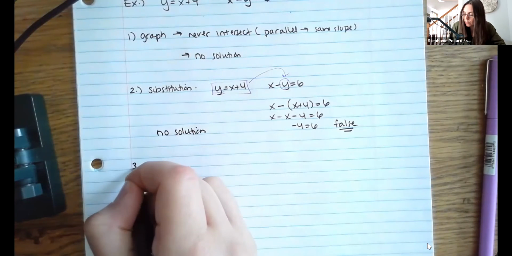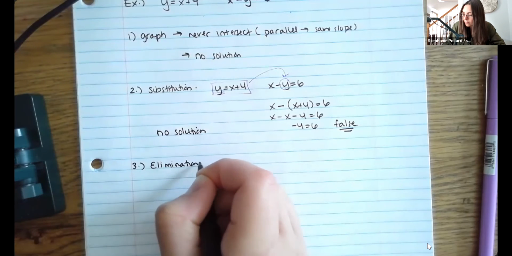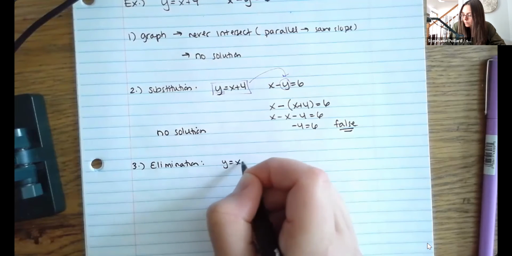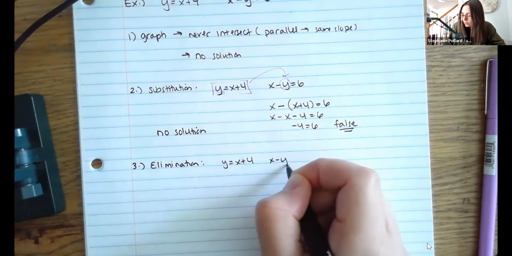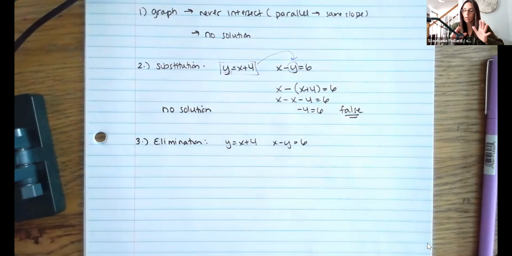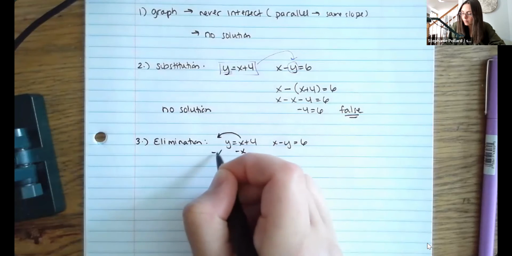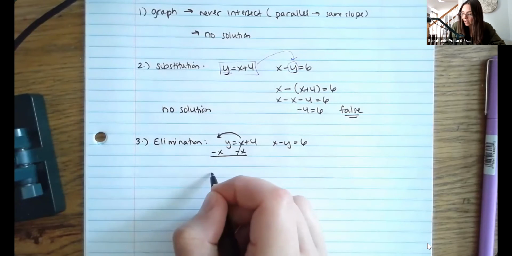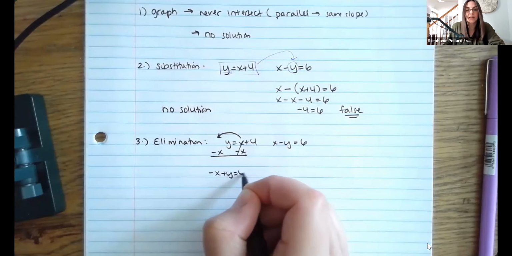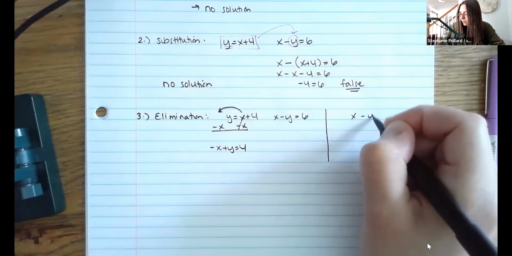You can also see it with elimination. Now here I do have a little bit of work to do. When you're doing elimination, we do like to have our variables on the same side. So I do have to bring this x over. So it's going to be negative x plus y equals 4 instead. And now I'm going to put them on top of each other.